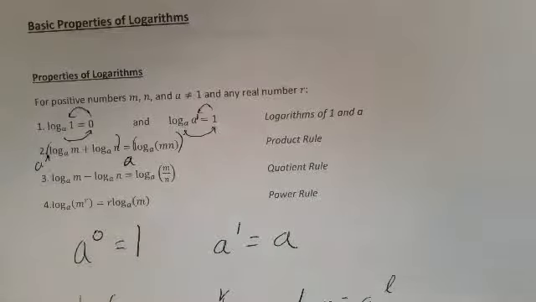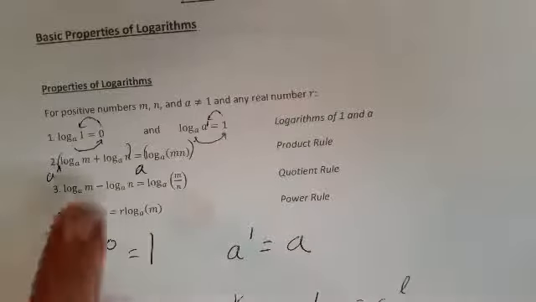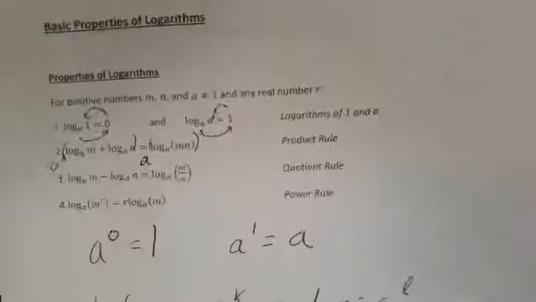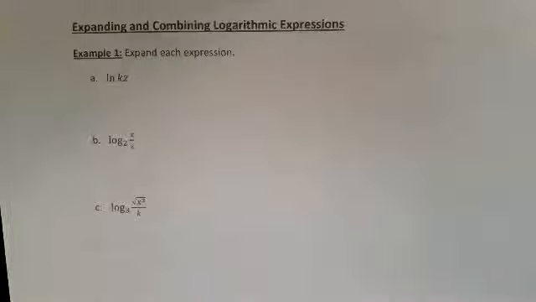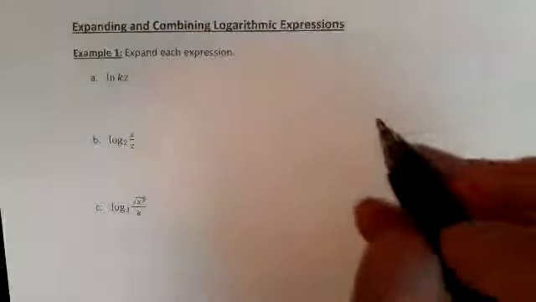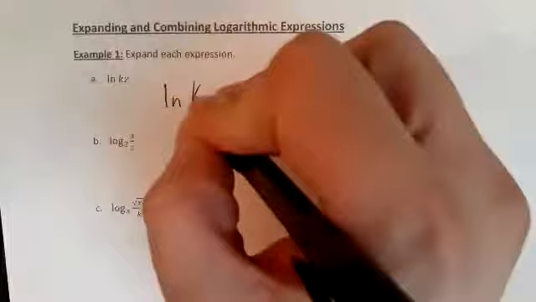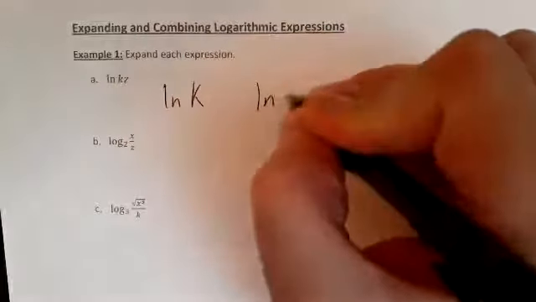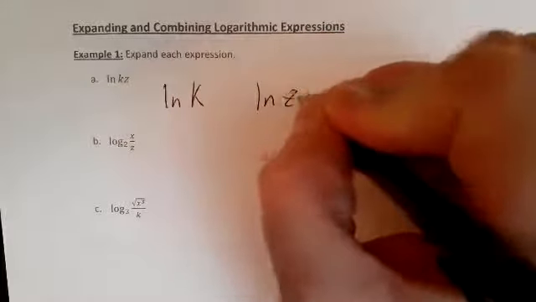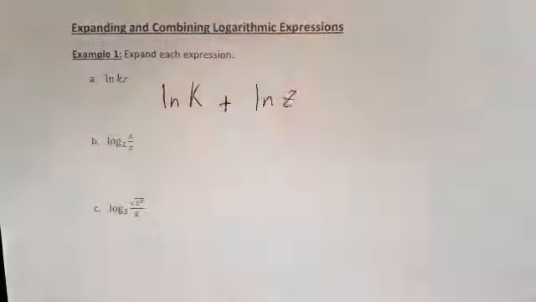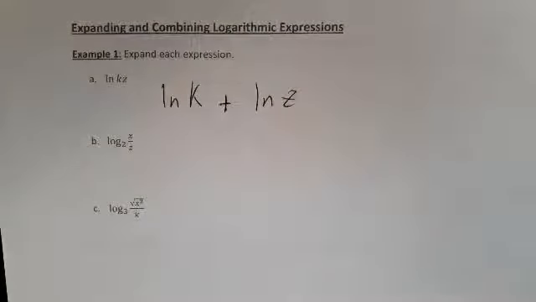If we're looking at that first thing, ln of kz, I'm hoping you see it looks like the product rule, rule number 2. And so if we see this product rule, ln of kz, it says if we multiply these two things inside the log, we can separate them into two logs. One is ln of k, one is ln of z. And the operation between the two is going to be addition.